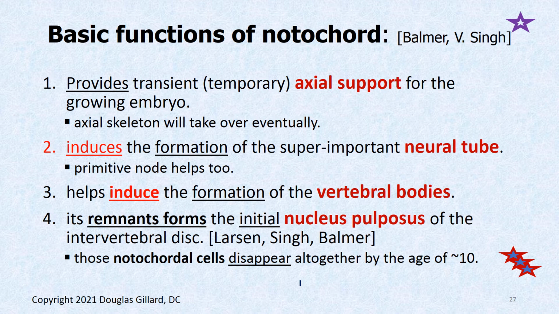All right, so basic. What does the darn thing do, and why are we even talking about this? Well, it's going to be like a little spine, sort of, for the little trilaminar disc now, the little human, the little embryo, if you will. So it does provide some axial support. It induces the formation of the neurotube, so it's very important. It's going to be a signaling center, in other words, to help form the neurotube, which is going to become the brain and spinal cord. It also will help induce the formation of the vertebral bodies, and its remnants actually become the nucleus pulposus of the intervertebral disc.